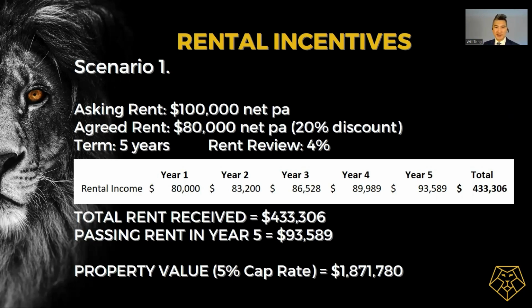Tenant comes along, really likes the property, starts negotiating, and you've agreed to give the tenant a 20% discount on the rent. So the agreed rent now becomes $80,000. Okay, they've agreed to a 5-year lease term and a 4% fixed annual rent review. So your income becomes $80,000 in year one, $83,200 in year two, and all the way to year three.